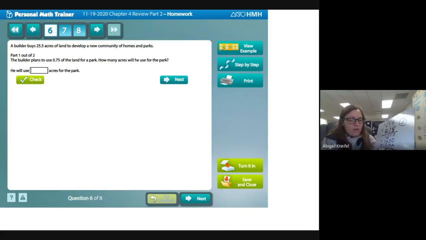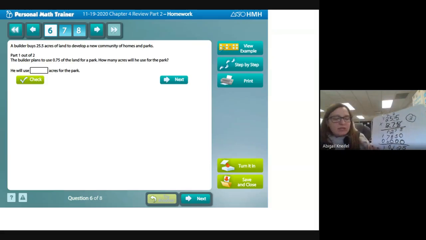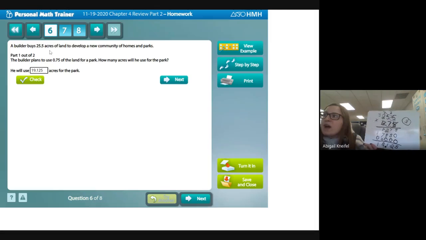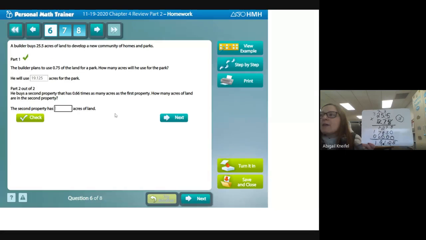My decimal needs to go in 3 spots. So how much land is he using for a park? He's using 19.125 acres for his park. So 75% of his total acres is going to be a park, okay? Let's check our answer. Yay, we got it right.